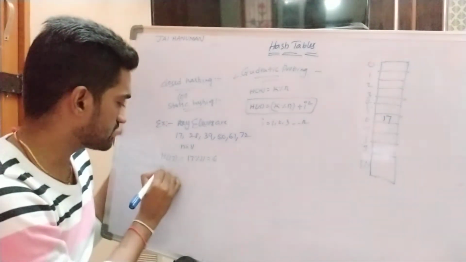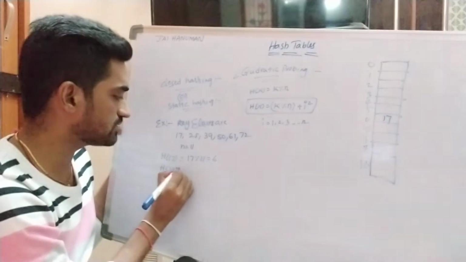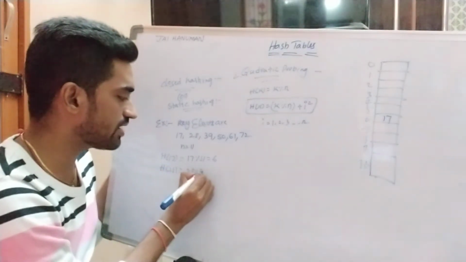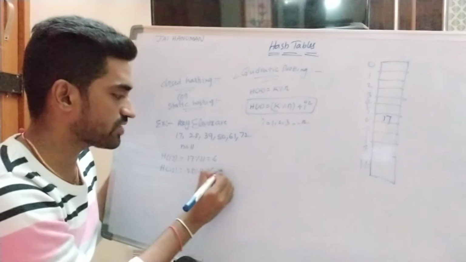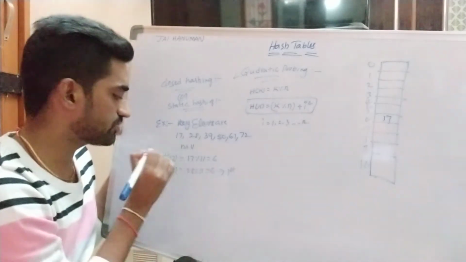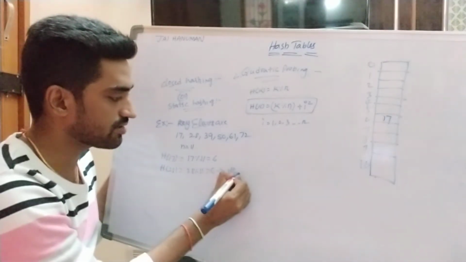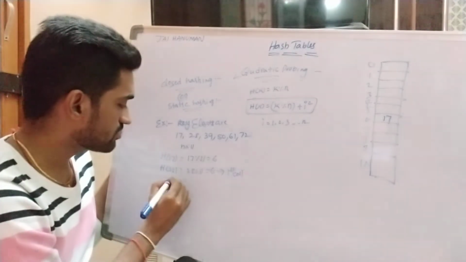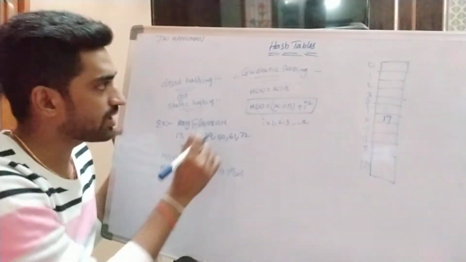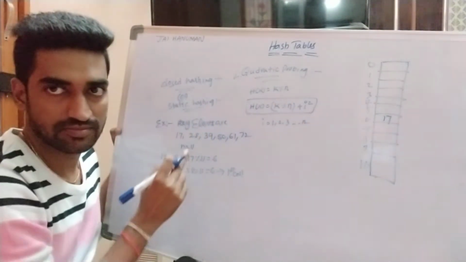Right? So what is the next key element? H of 28. 28 modulo division of 11 is 6. So first collision is occurred for 28. Right? So that's why we are applying the quadratic probing formula.